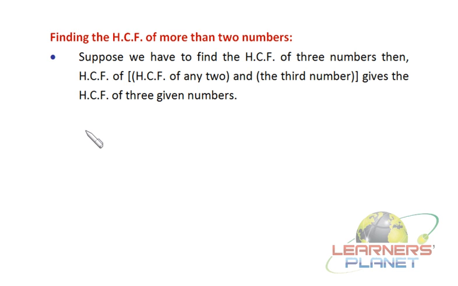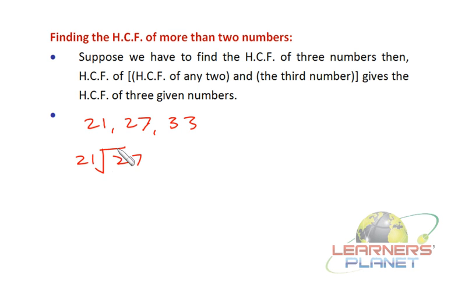Now suppose I wish to find out the highest common factor of three numbers by the division method. Suppose I have three numbers, maybe 21, 27 and 33. I can choose any two numbers. Suppose I have chosen 21 and 27, and I'll get the HCF of 21 and 27, and whatever HCF I get from these two numbers, I'll make the same calculation with 33. Let's see how it happens.